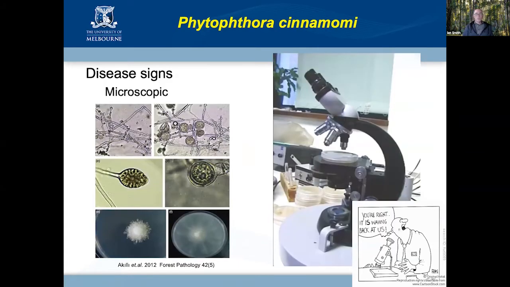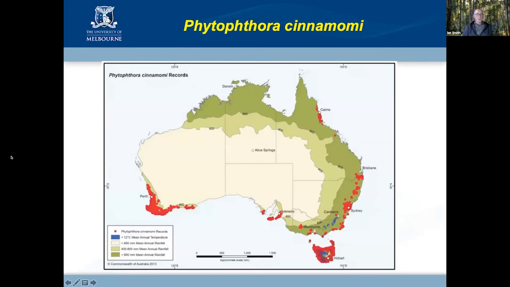What we call the signs of a pathogen are all microscopic in size, and here you can see these are called the sporangia, the chlamydospores, and these ones here, the oospores of the pathogen. But it can all only be done down the microscope. And sometimes you'd think when you're looking down the microscope, things are waving back at you. So it's found throughout Australia, all the way from Cairns to Perth in Western Australia and in Hobart. So you can see the distribution.